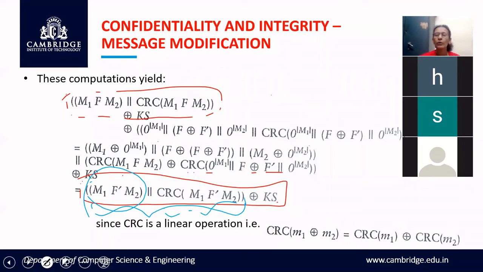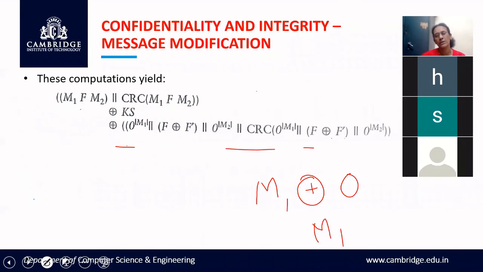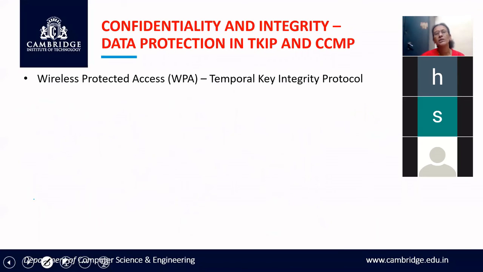The receiver will not know that an attacker has taken the original message and has replaced it by this message. So the receiver is not able to find out that the message has been modified. How? By this clever combination of computations that the attacker has done and included into the message. So this is the problem with the WEP protocol.